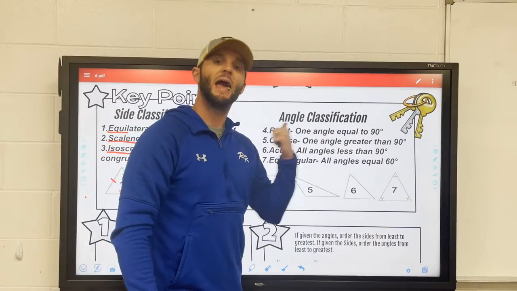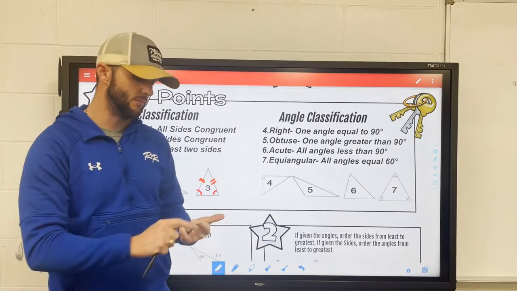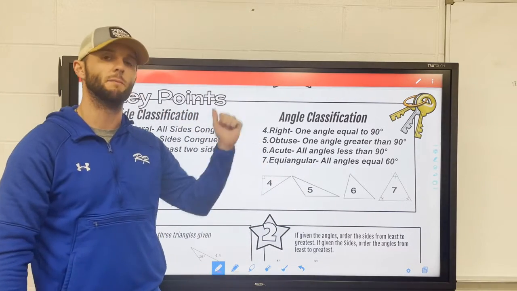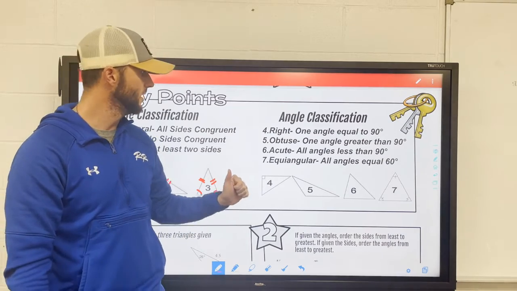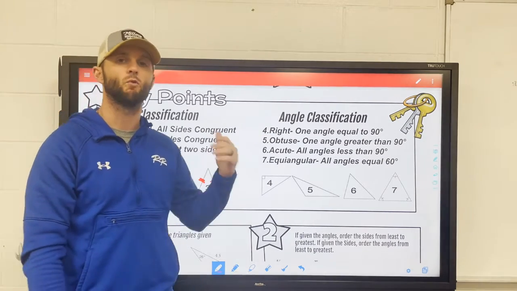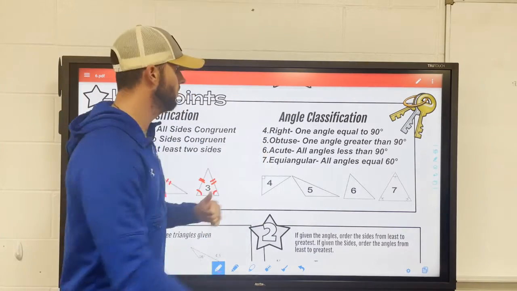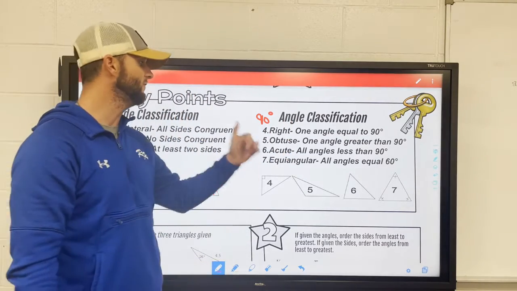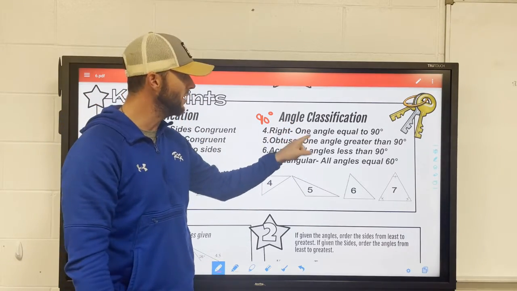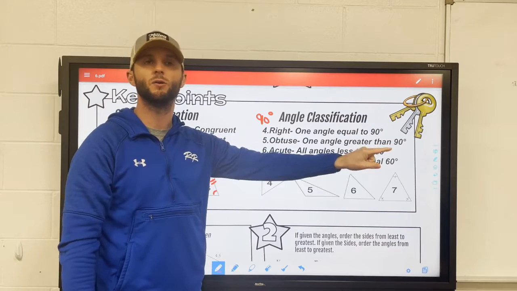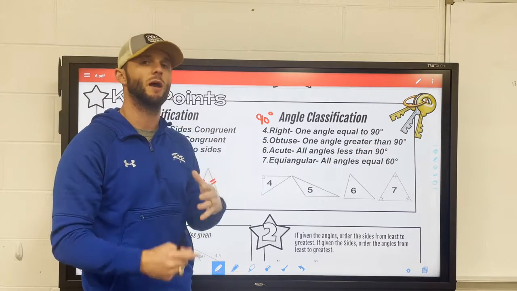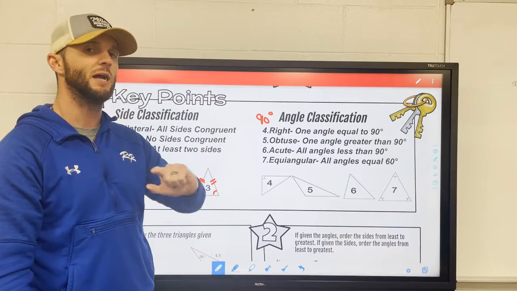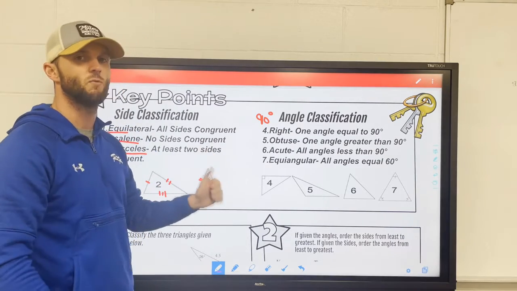Now we're going to look at the angle classifications. So I'm going to be looking at all 3 angles of the triangle and determining what type of triangle it is based off of that information. The first one I have is a right triangle. I know right means 90 degrees. So if your triangle has one angle that is equal to 90 degrees, and if it's truly a triangle, only one of those angles can be 90 degrees, then that means it is a right triangle.